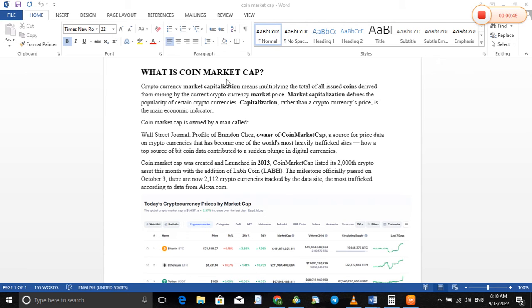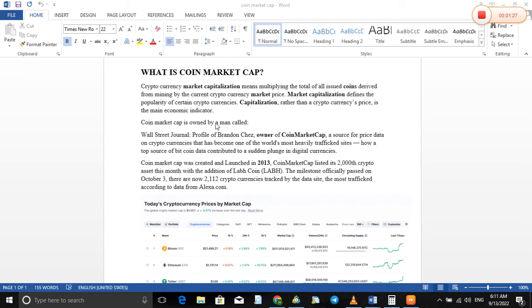Now what is CoinMarketCap is our topic of today. Market capitalization means multiplying the total of all issued coins derived from mining by the current cryptocurrency market price. Market capitalization defines the popularity of certain cryptocurrencies. Capitalization, rather than a cryptocurrency's price, is the main economic indicator.